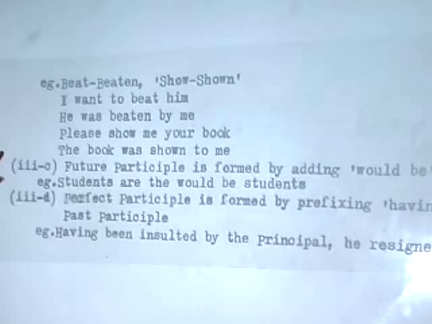Future participle is formed by adding would be. Students are the would be citizens. Perfect participle is formed by prefixing having to past participle, as in, having been insulted by the principal, he left.